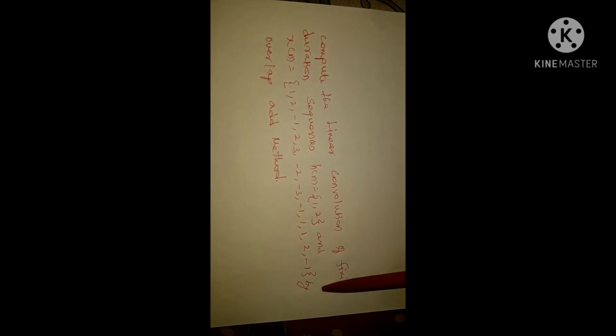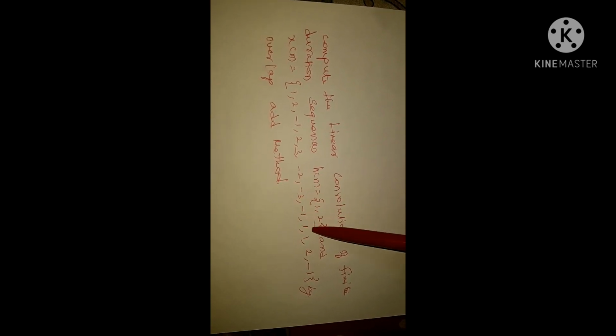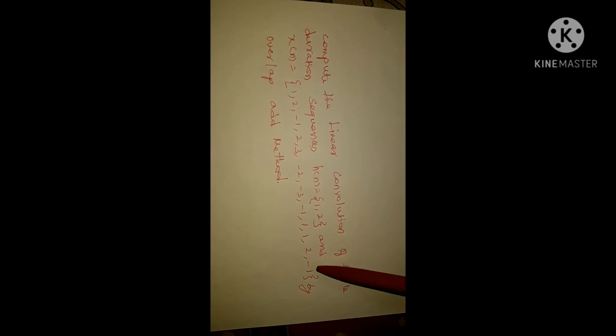Compute the linear convolution of the finite duration sequences h of n equal to 1, 2 and input x of n equal to 1 2 minus 1 2 3 minus 2 minus 3 minus 1 1 2 2 minus 1 by the overlap add method. Here h of n equal to 1, 2, that means m equal to 2, and x of n is given. We are segmenting into blocks of 3 because L equal to 3, and N equal to 4, because N equals M plus L minus 1, so 4 equals 2 plus L minus 1.